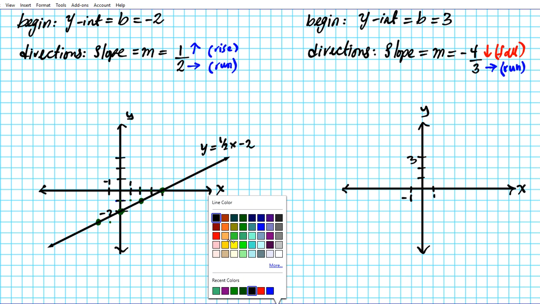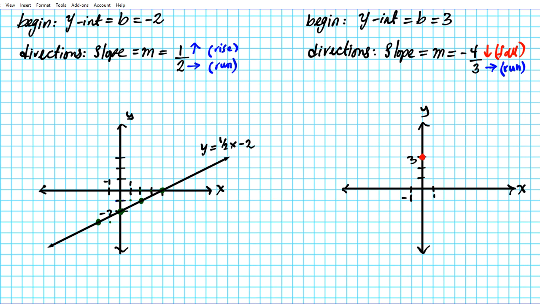Let's do that. So we begin with the y-intercept, and then we're going to fall 4, 1, 2, 3, 4, and then we're going to run 3. Okay, 1, 2, 3. So these are the 2 points that define our line. We can do it again: fall 1, 2, 3, 4, and run 1, 2, 3.